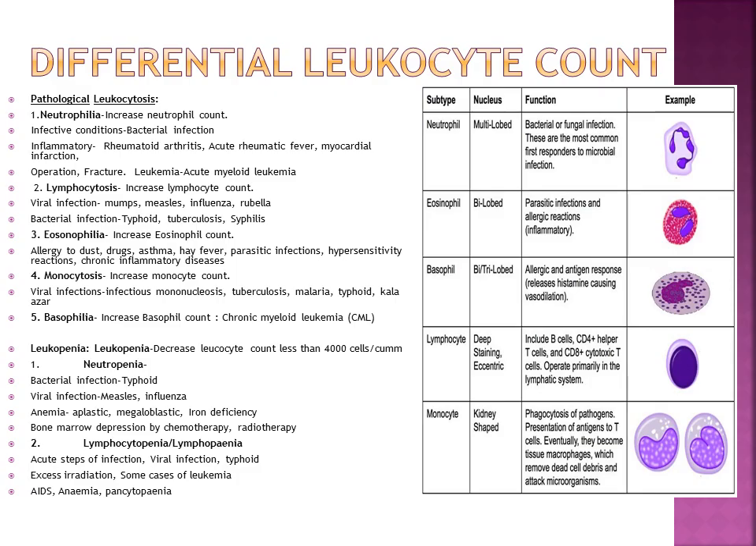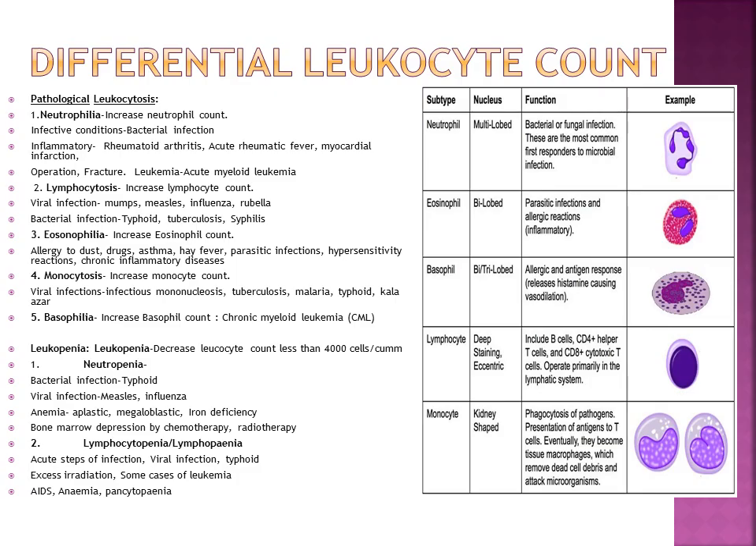Then agranulocyte, so first is lymphocyte, so it is round nucleus with round cell with slight bluish cytoplasm without granules. And monocyte, the nucleus is kidney shaped, and it is biggest cell, that is 14 to 22 micron in size, and the cytoplasm is grayish blue color without granules.